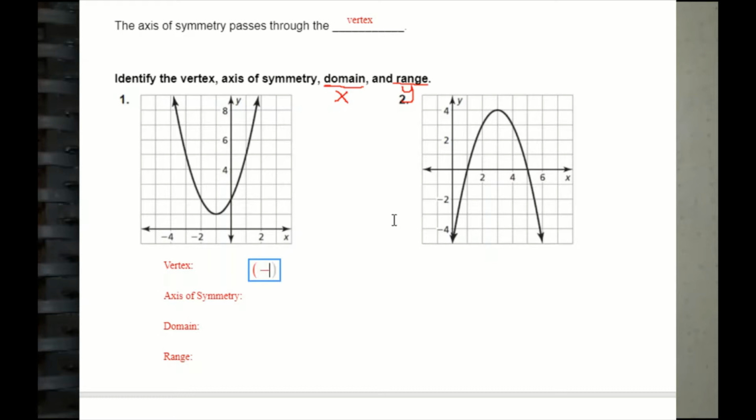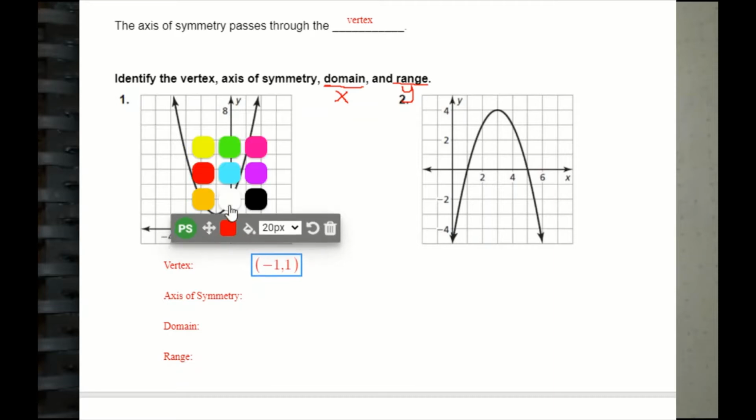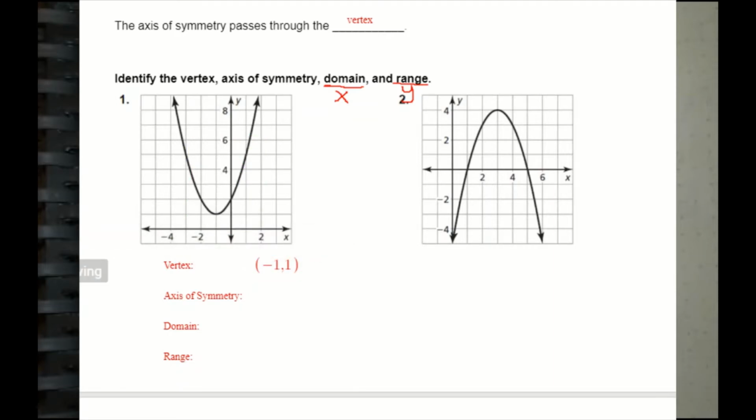And so that coordinate here is going to be (-1, 1). So the vertex is (-1, 1), and that's because the vertex is right here. The axis of symmetry is that vertical line that passes through the vertex. So it's the one that cuts it in half. So I'm going to draw a little vertical line here. And so my axis of symmetry will be written as x equals -1.